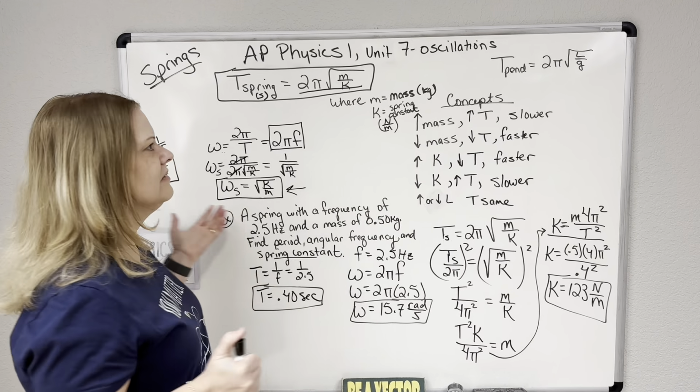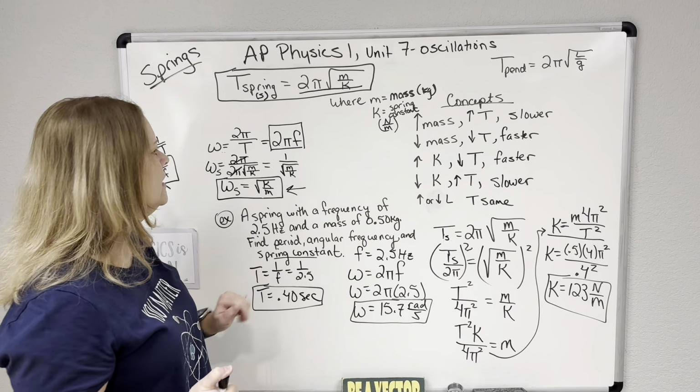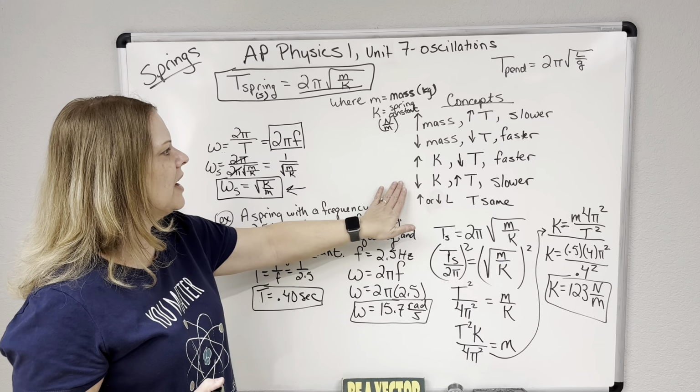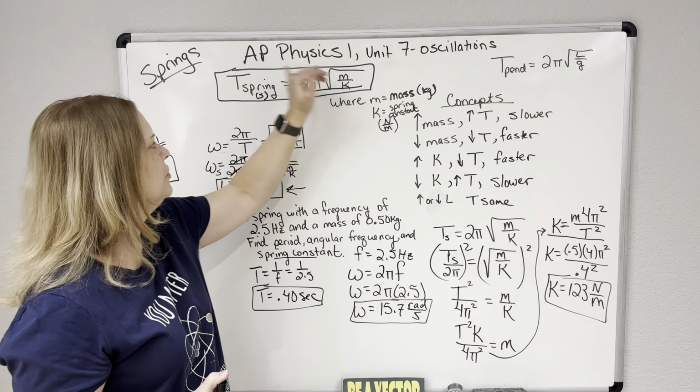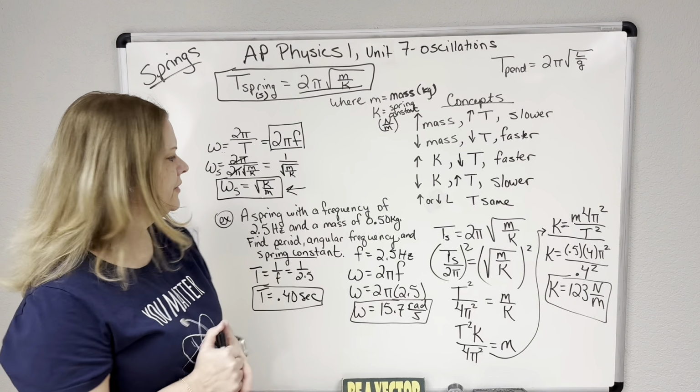Okay, that's it. That's the period of a spring, some concepts behind it, and when it's slower and when it's faster. Just think about that relationship between the numerator, masses in the numerator, and the spring constants in the denominator.